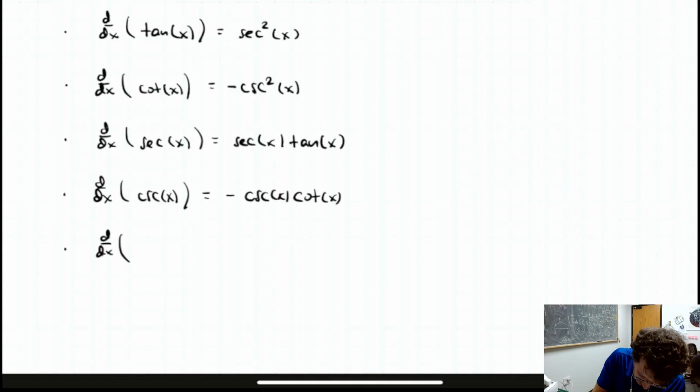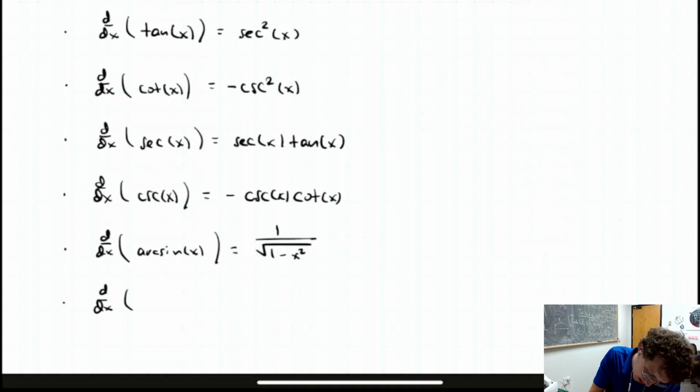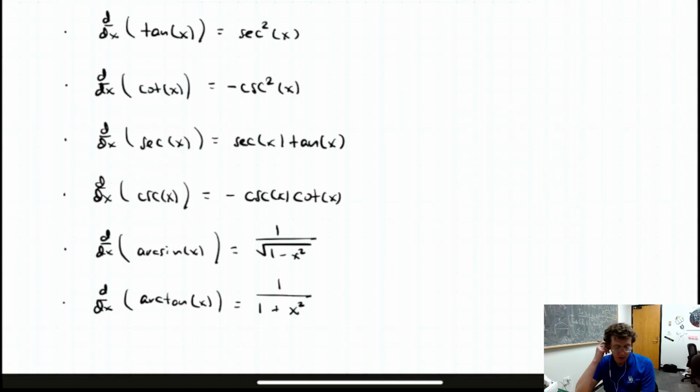So we also have inverse trig functions. Arcsine of x. The derivative of arcsine of x is 1 over root 1 minus x squared. And the derivative of arctangent of x is 1 over 1 plus x squared. The other 4 inverse trig functions, of course, also have derivatives.